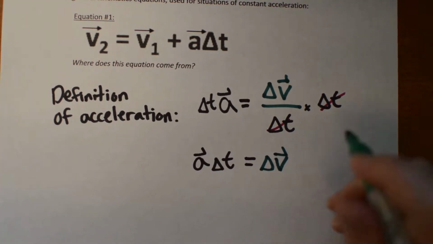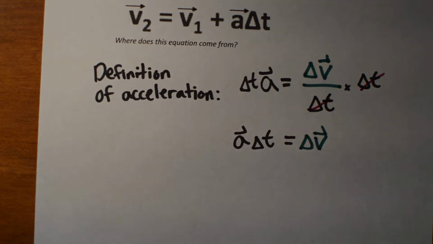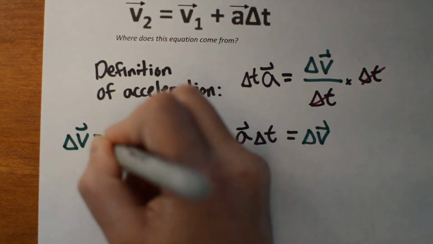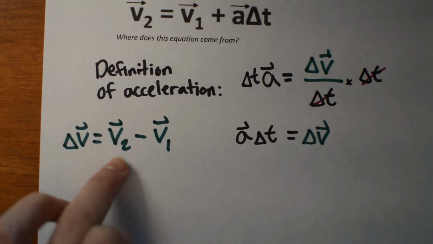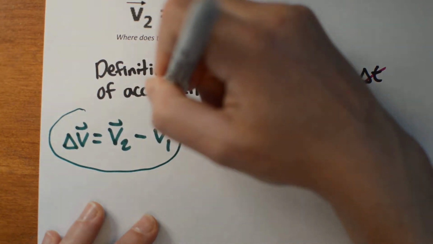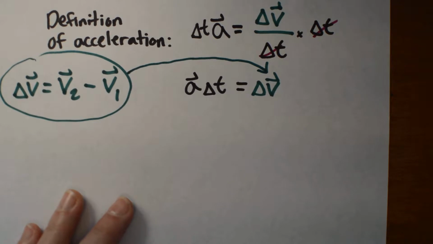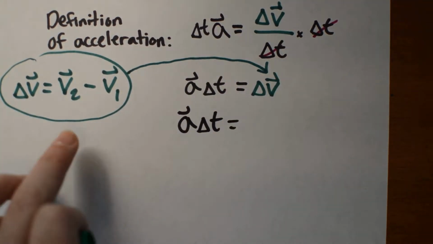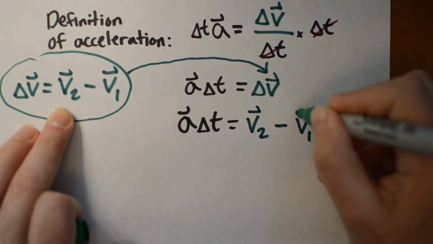Right, now what is change in velocity? The delta sign there means the final thing minus the initial thing. So change in velocity means final velocity, v2, minus your initial velocity, v1. So delta v is v2 minus v1. What I'm going to do is take this definition of change in velocity and replace my delta v with that. So I'll get a, acceleration times delta t, is equal to my v2 minus v1.